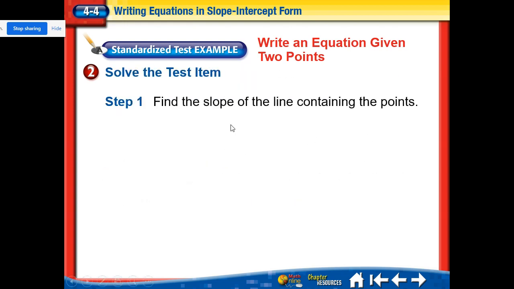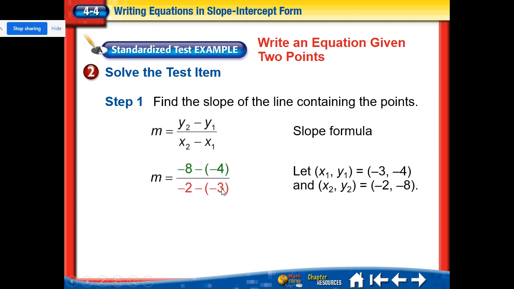But we have to find the slope. Step 1 is find the slope: y2 minus y1 over x2 minus x1. Plug those values in from our 2 ordered pairs here, and we get -4. So that's step 1 done, -4.